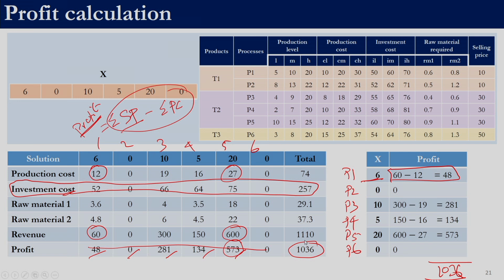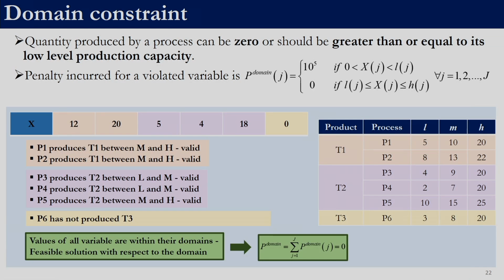So, now let us consider what happens if we get a solution like this. This is x. So, TLBO gives 12, 20, 5, 4, 18, 0. So, the lower bound of all the processes are 0, the upper bound for all the processes are this one: 20, 22, 20, 20, 25 and 20. So, that is the upper bound.